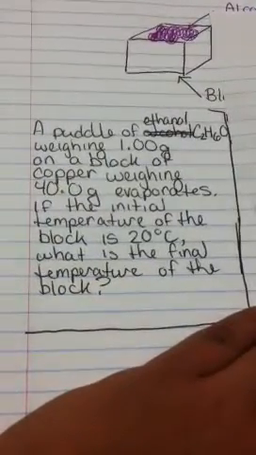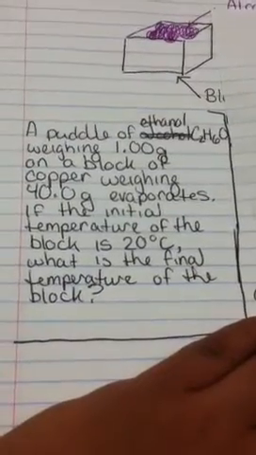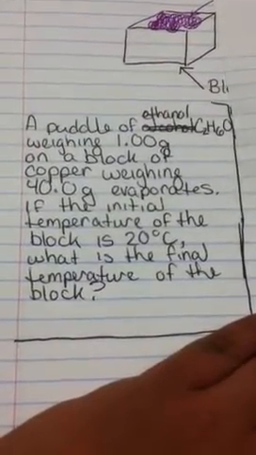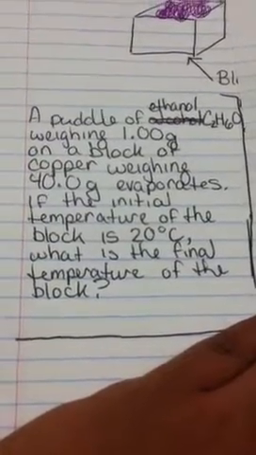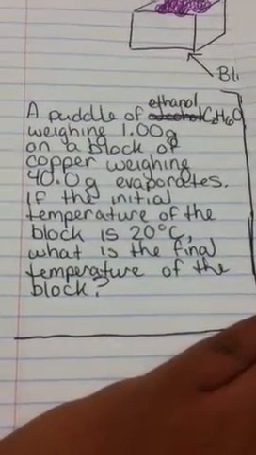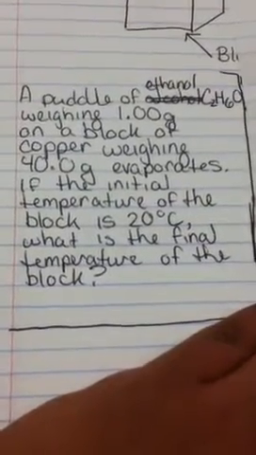So a puddle of ethanol, C2H6O, weighing 1.00 grams on a block of copper weighing 40 grams evaporates. If the initial temperature of the block is 20 degrees Celsius, what is the final temperature of the block?